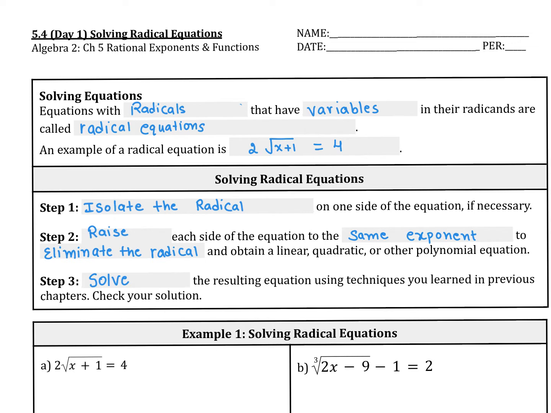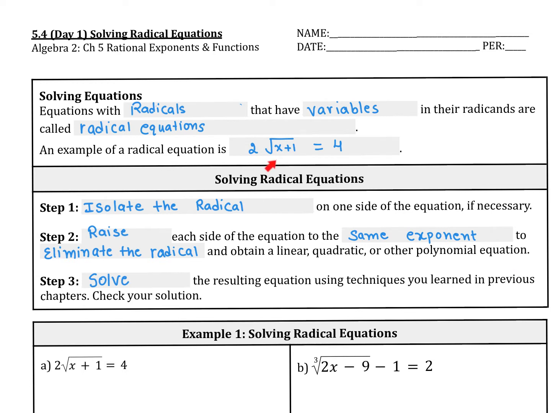Step number 1, isolate the radical on one side of the equation if necessary. So in this case, if you have a radical equation, you need to remove the 2 so that you have a radical by itself. Step number 2, raise each side to the same exponent to eliminate the radical and obtain a linear, quadratic, or other polynomial equation.